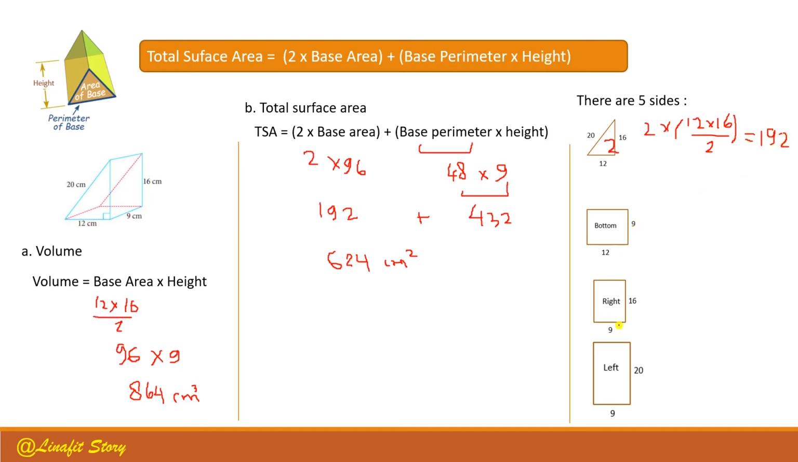To get the area of a rectangle is length times breadth. So 12 times 9 is 108. 9 times 16 is 144. 9 times 20 is equal to 180. So the total surface area is equal to 624 square cm.